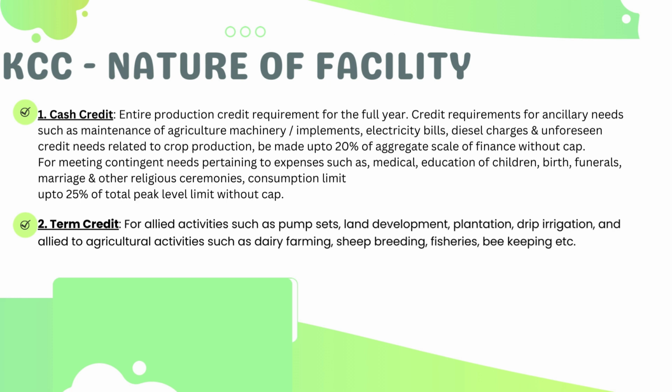2. Term credit, for allied activities such as pump sets, land development, plantation, drip irrigation, and activities allied to agriculture such as dairy farming, sheep breeding, fisheries, beekeeping etc.